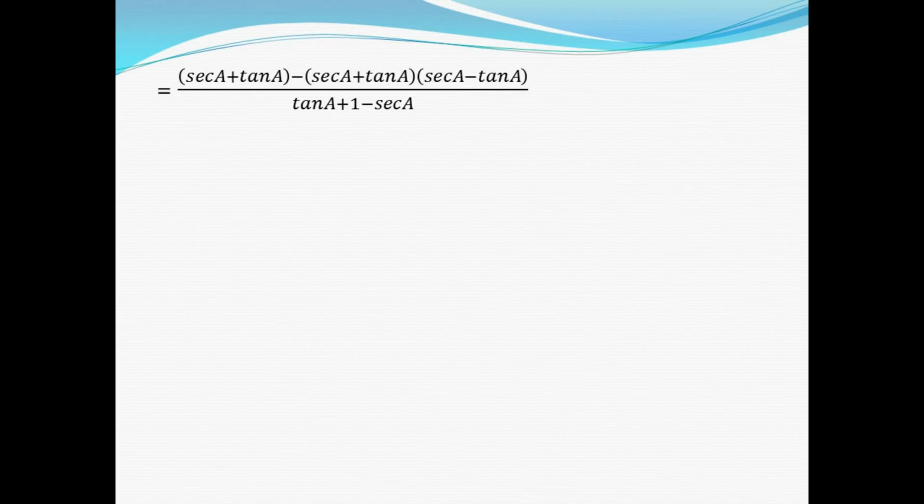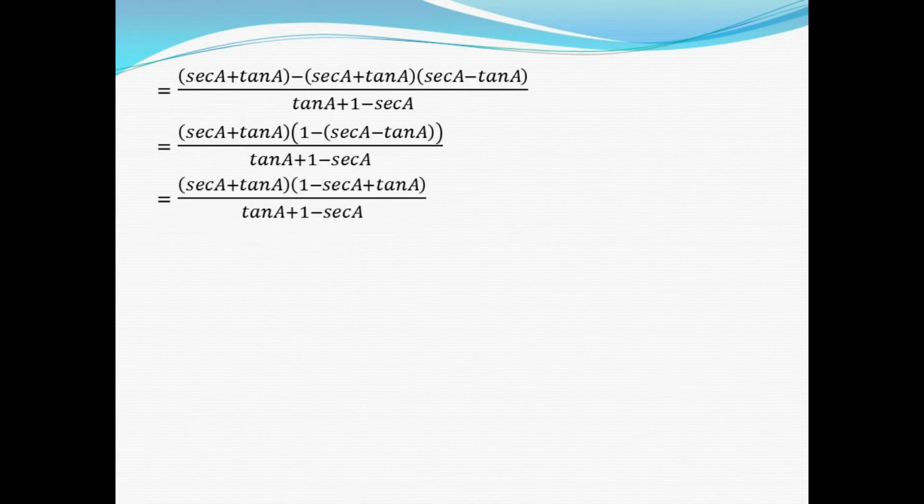Now observe the numerator. What is common in that? Secant A plus tan A is common, so that should be taken out. The common one should be taken out. If we take the common one outside, what do we have inside the bracket? We have taken secant A plus tan A outside. Inside the bracket we have 1 minus (secant A minus tan A). Now we have to remove the inner bracket by multiplying the minus sign with secant A as well as with minus tan A. So in the next step we will get (secant A plus tan A) into (1 minus secant A plus tan A), since minus into secant A is minus secant A, and minus into minus tan A is plus tan A.